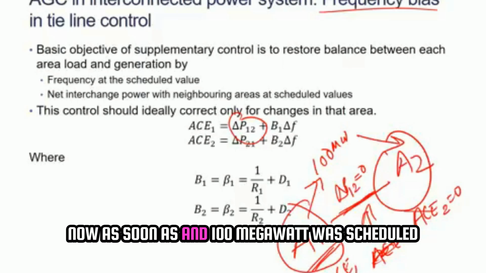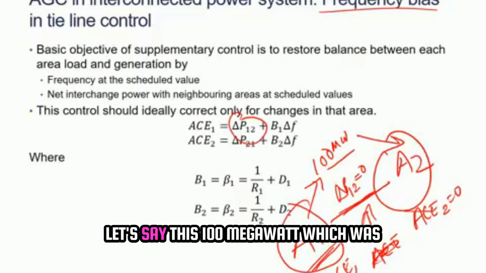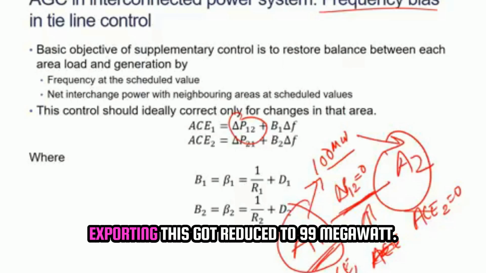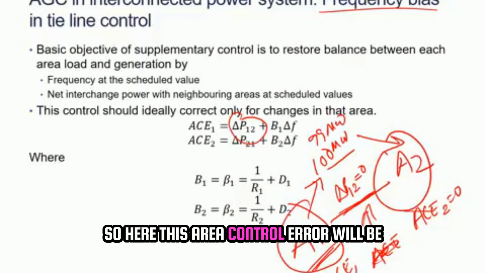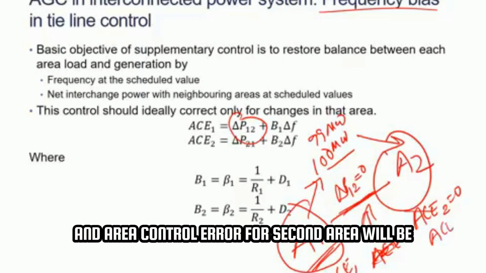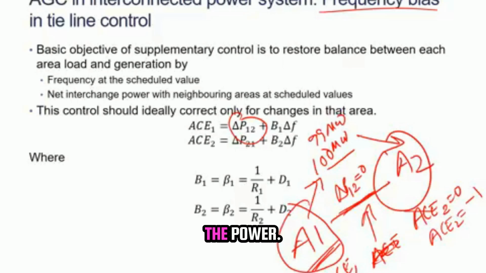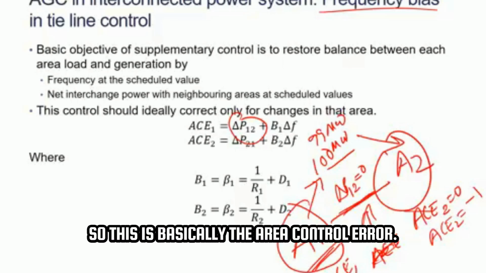Now 100 megawatt was scheduled, but because of some frequency change, let's say this 100 megawatt which was exporting got reduced to 99 megawatt. So the area control error for area 1 will be +1 because it is exporting less, so it has to increase its generation to export one more, and area control error for the second area will be -1 because it is receiving less power. So this is basically the area control error.